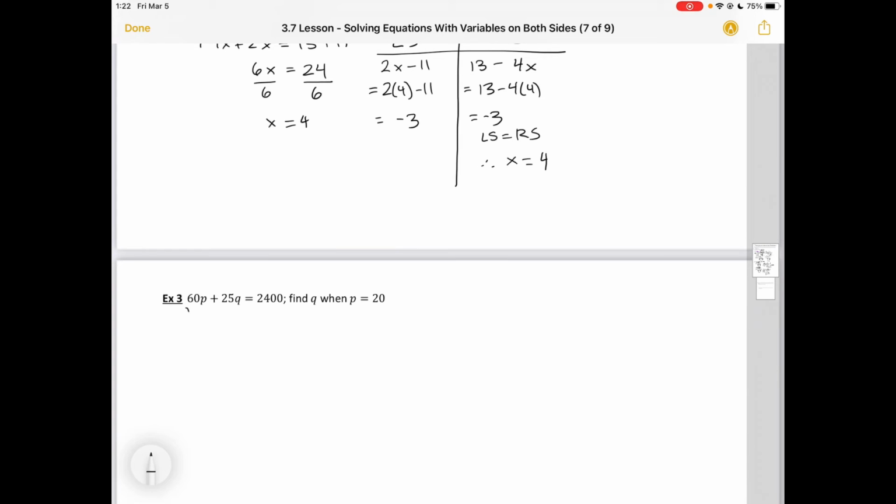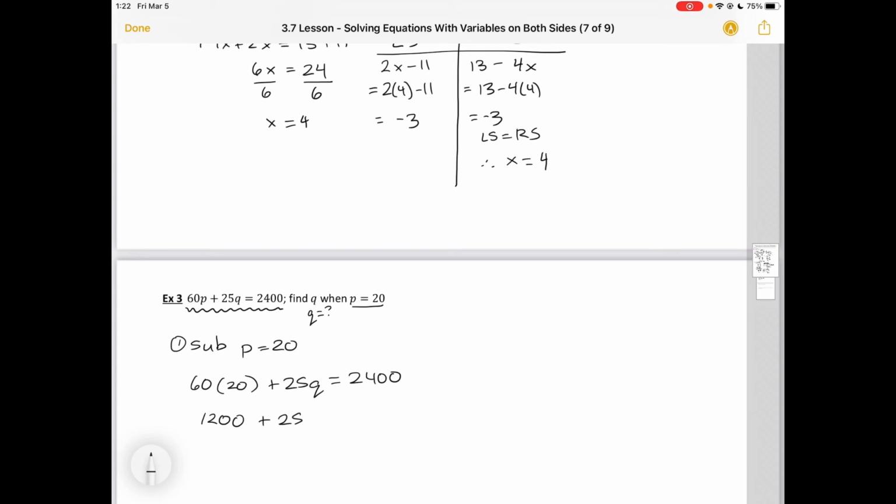Here we've got a little bit more complicated question. We're starting off with an expression that has two variables. But I also have some information. I know that I'm looking for Q when I have a value for P. So my first step is going to be to substitute in P equals 20. So now I've got 60 times 20 plus 25Q equals 2400.